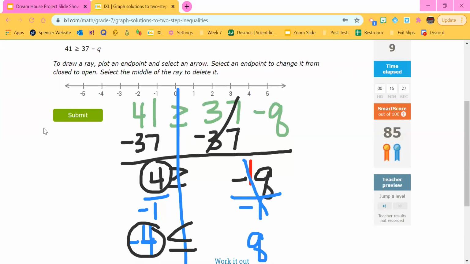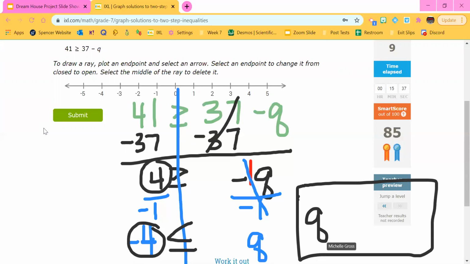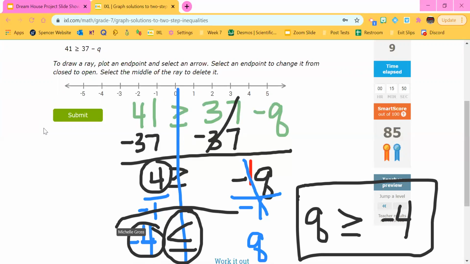Now I have it correctly, but it's not written the way I need it to be written. I want the Q to be on this side, and I want the negative 4 to be on this side. So how you do that, you take that inequality symbol and you go the opposite way. The way we would read it over here is Q is greater than or equal to negative 4, because on the other one we read negative 4 is less than or equal to Q.